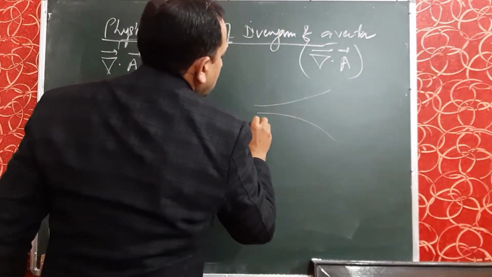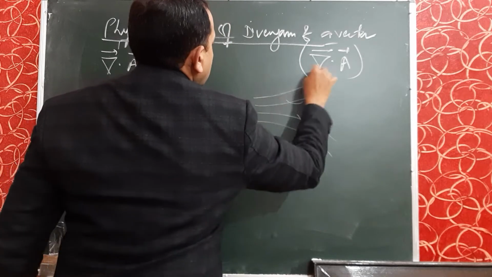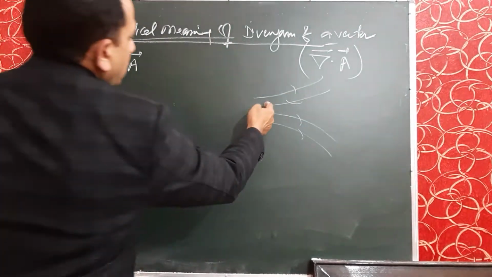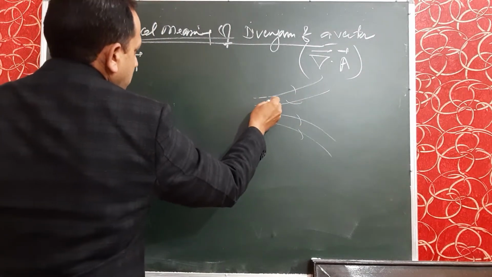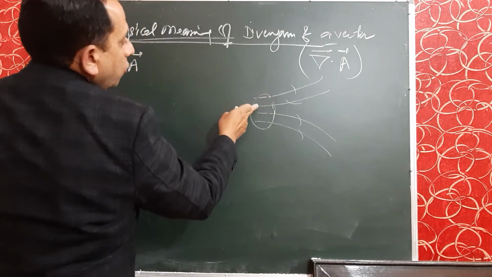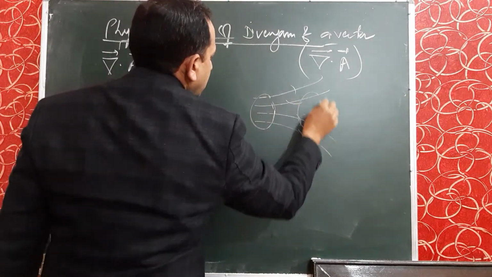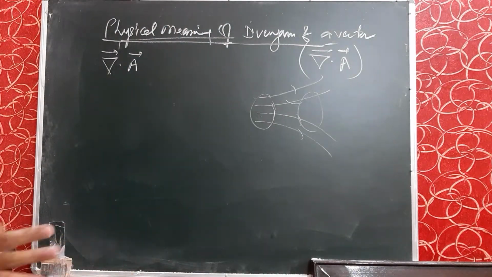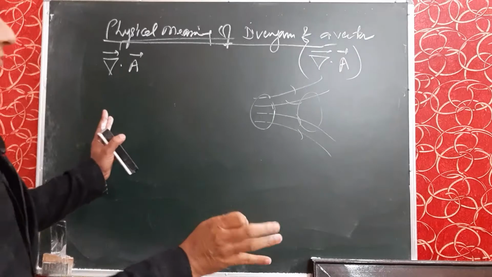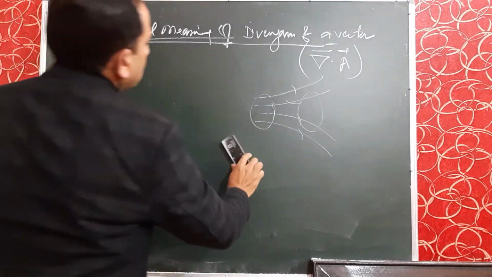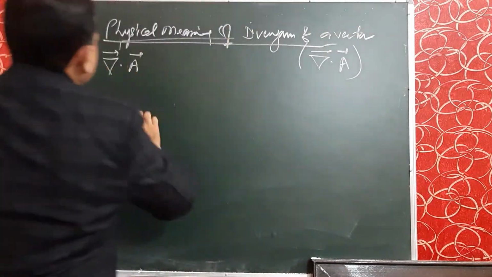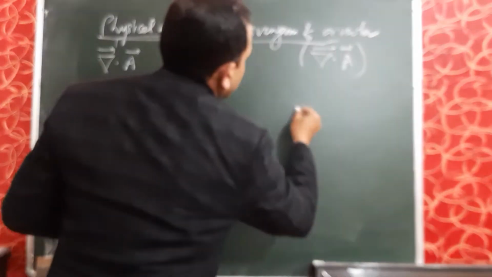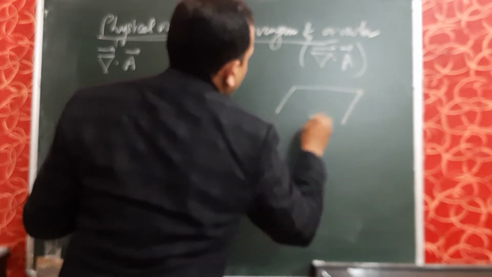If any vector is spreading with distance, consider a surface area where the number of lines is 4, but when the same surface area is drawn here, only 2 lines can pass through it. It means the flux is diverging. So physically, divergence means to spread in space. We will consider this divergence by using the concept of flux.